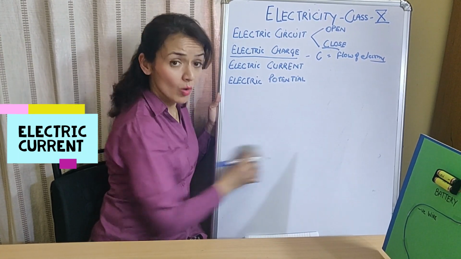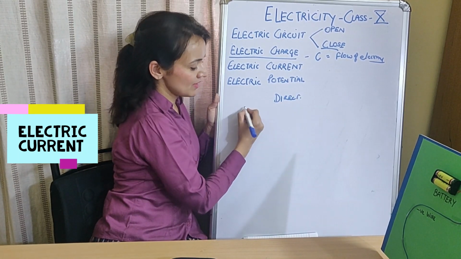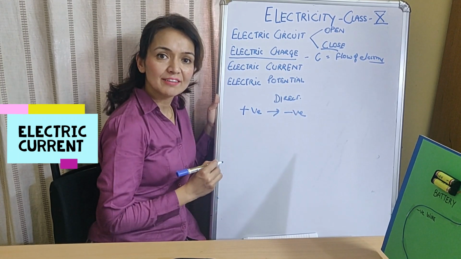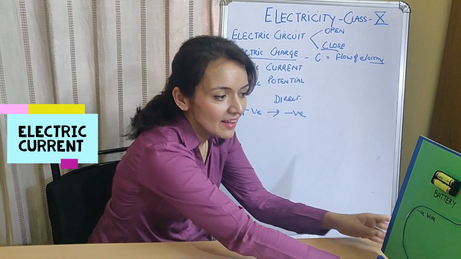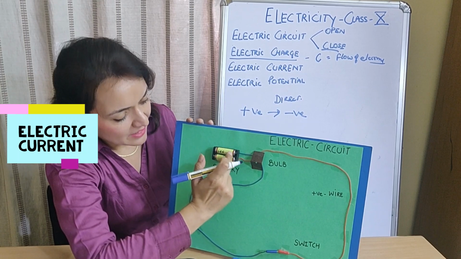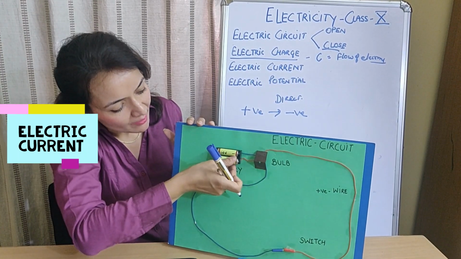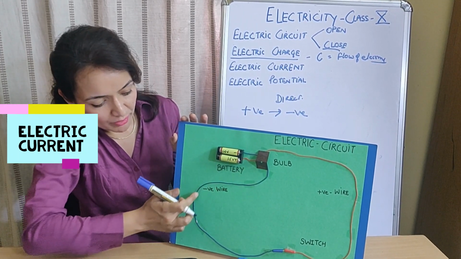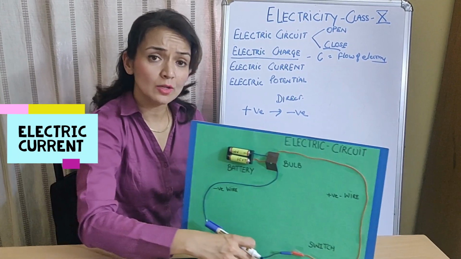Now tell me, what is the direction of current? Direction of current is from positive to negative. Direction of current is positive to negative. Why? If I show you here, this is the negative terminal and this is the positive terminal of the cell. So the current will start flowing from positive to negative.